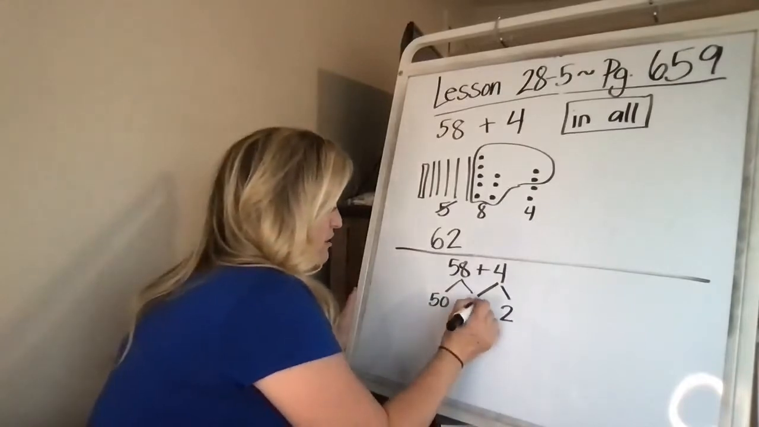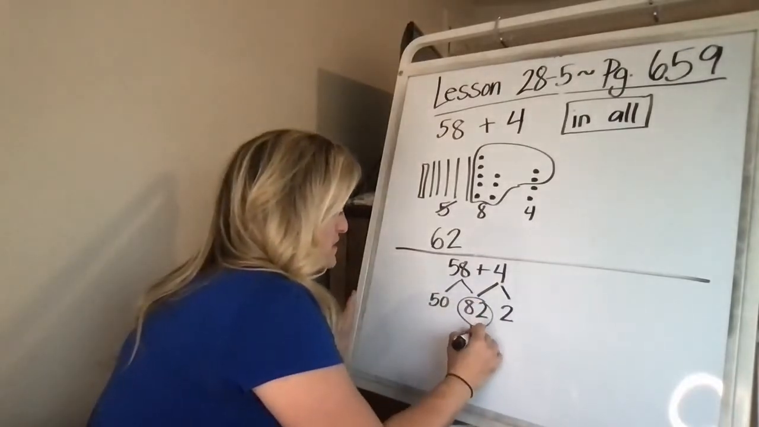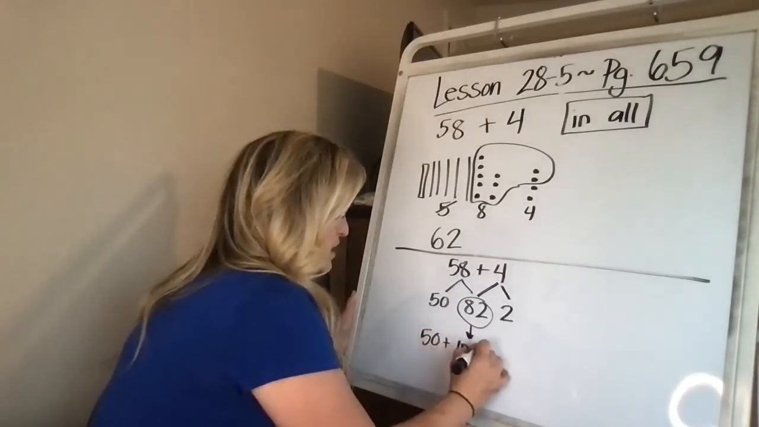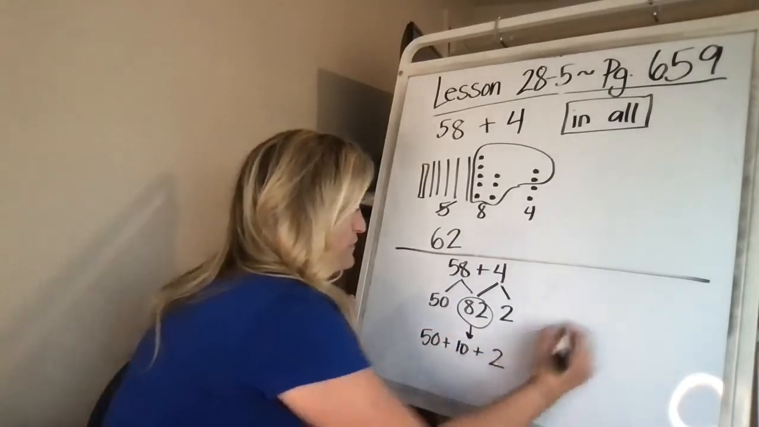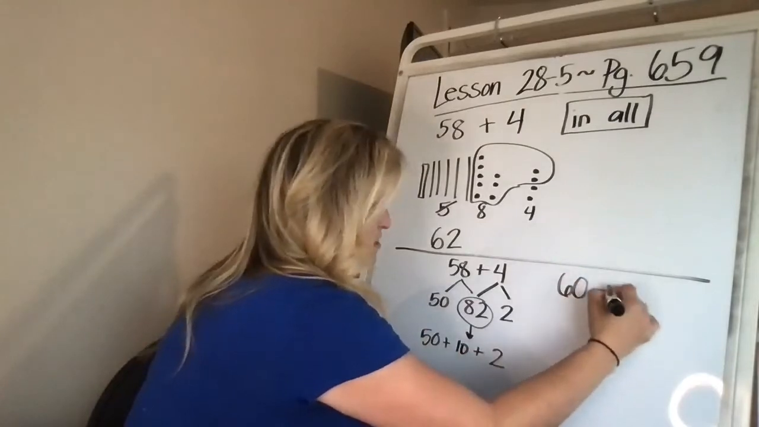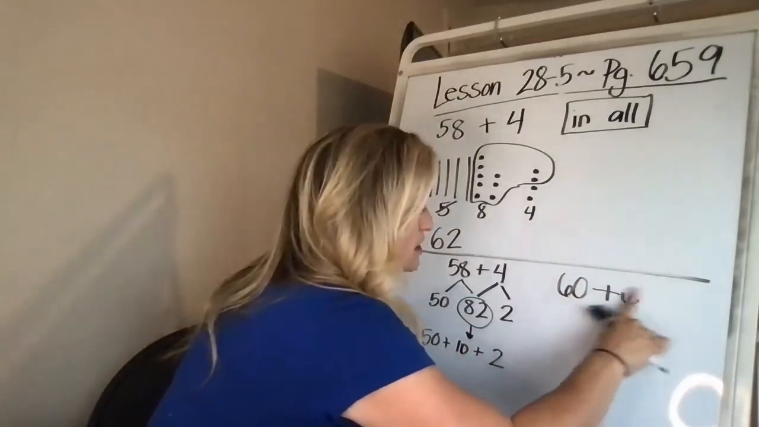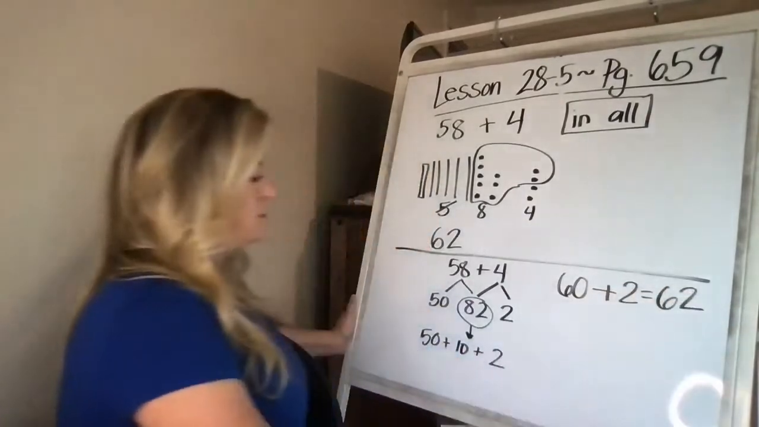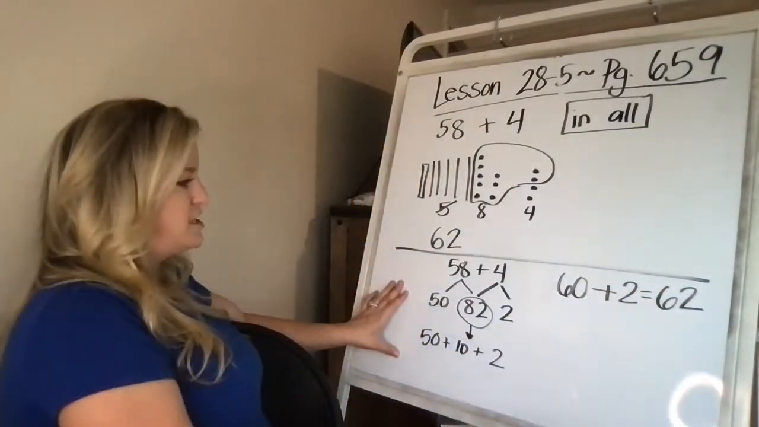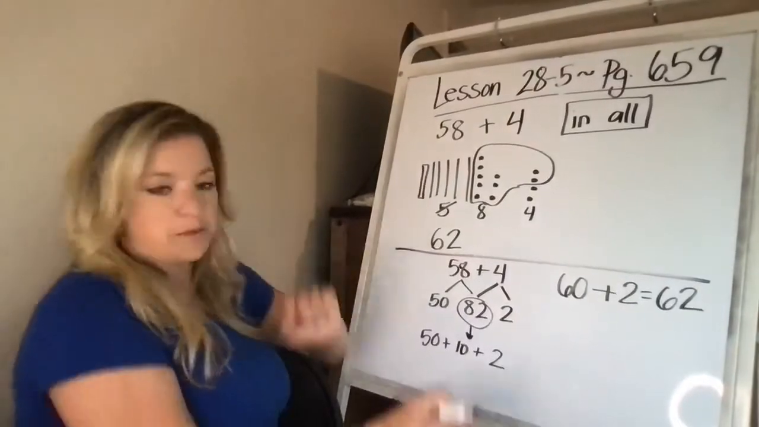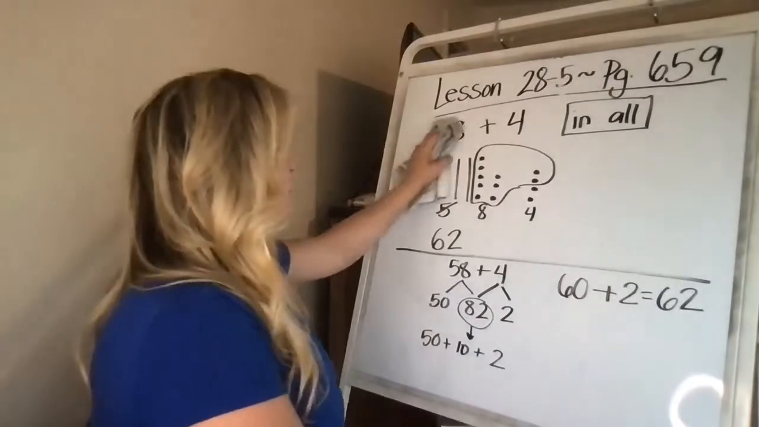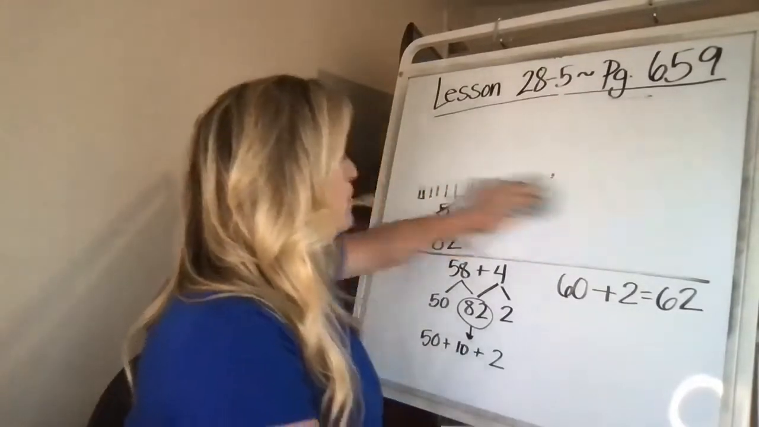So now if I add these together, these make 10. So now I have 50 plus 10 plus 2. Well, 50 plus 10 is 60, plus 2 is 62. So I have 62, and this is what I got up here. I got 62. So awesome job. There's 62 pictures pinned on the board.